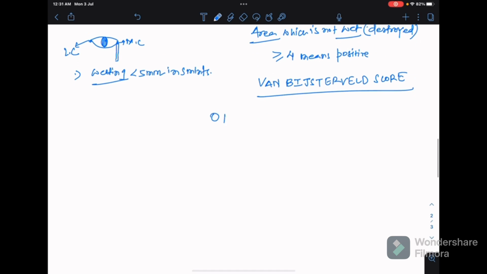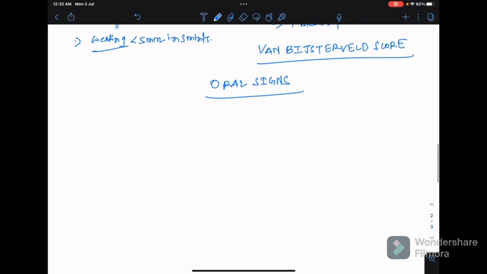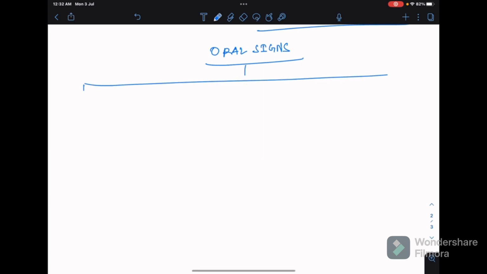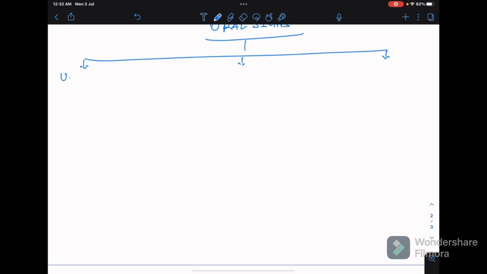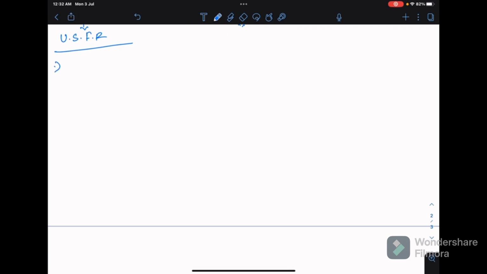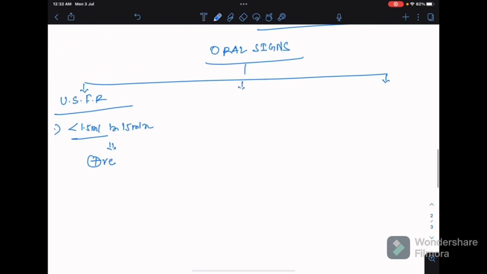Now we have oral sign. For oral sign, we use 3 tests basically. So first, we check unstimulated saliva flow rate. If USFR or unstimulated saliva flow rate is less than 1.5 milliliter in 15 minutes, that becomes positive for Sjogren syndrome.